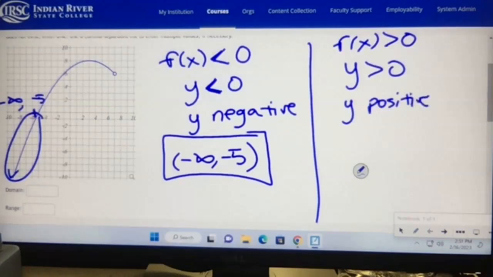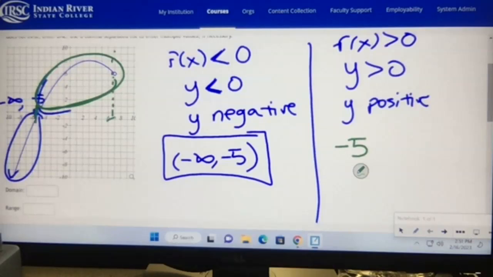So looking at my graph, I see that y is positive in this piece right here. So this piece right here is from that negative 5. And then it stops right here at positive 7. So from negative 5 to positive 7. Again, that positive 7 is an open circle. So open circle means that it's going to be a parenthesis.